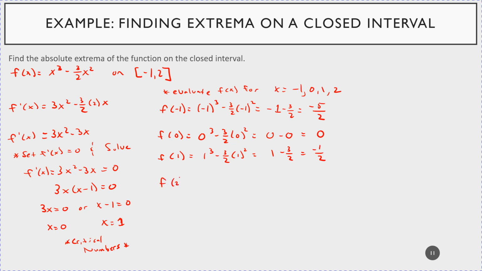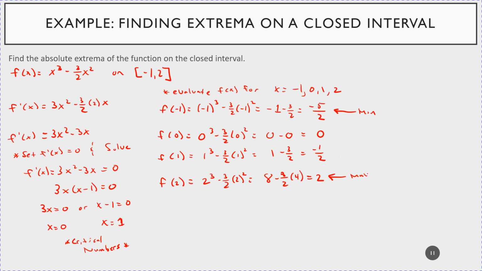And then just f of 2. Well, this is 2 cubed minus 3 halves times 2 squared. Well, this ends up being 8 minus 3 halves times 4. Well, 3 times 4 is 12, divided by 2 is 6. 8 minus 6, this just ends up being 2. So look, what is the minimum value of all this? This is our min, and 2 is our max.